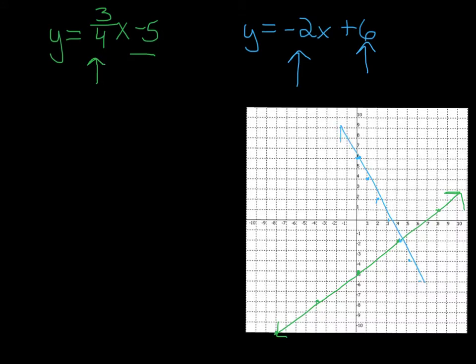Graph the line. And the solution is the point at which they intersect, which I didn't draw perfectly, but they do intersect at the point, it looks like over 4 down 2, so 4, negative 2 is the solution to the system.